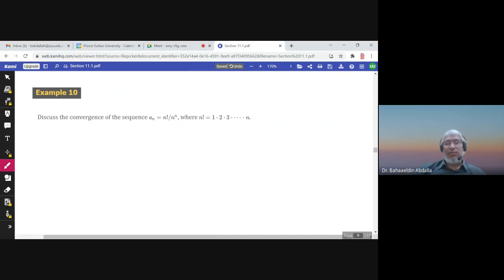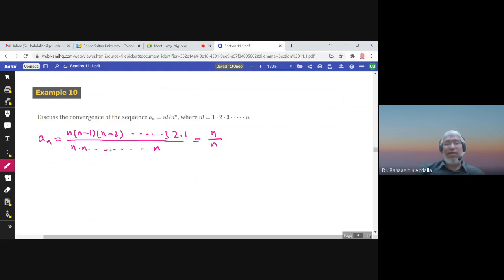Another example about the squeeze theorem. Look at this sequence, n factorial over n to the power n. Let us understand the nth term here. What is n factorial? We said n factorial is n times n minus 1 times n minus 2 up to 3, 2, 1. And n to the power n is n times n times n, n times. So here we have n numbers multiplied by each other, and here 1, 2, 3 up to n, n numbers multiplied by each other.